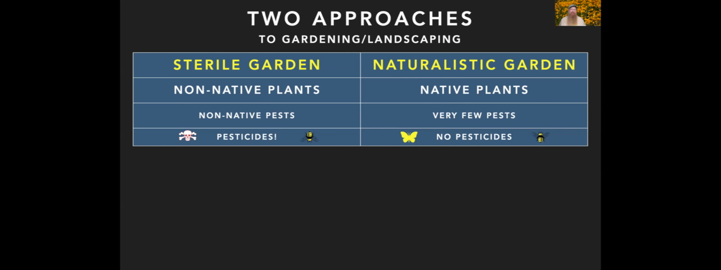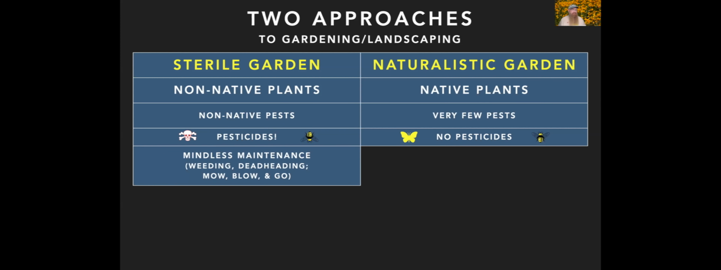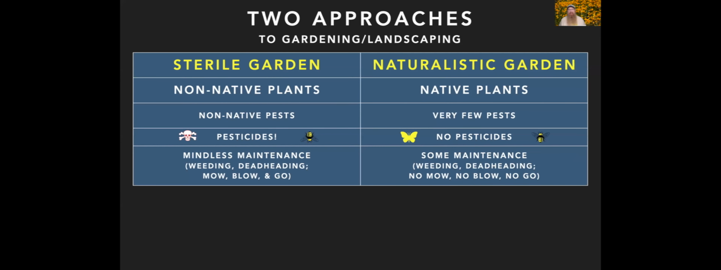You let everything live. In a sterile garden, you're doing mindless maintenance because you don't really care about that garden. You're weeding, you're taking out dead flower heads. That's called deadheading. You might have a lawn, which means somebody's doing a mow, blow, and go. In a naturalistic garden, you do some maintenance, of course, because gardening is awesome, good for you. Get outside, a little exercise. You're going to do some weeding, you're going to do some deadheading. But because a naturalistic garden typically does not include a lawn, there's no mow, there's no blow, there's no go. There's stay.